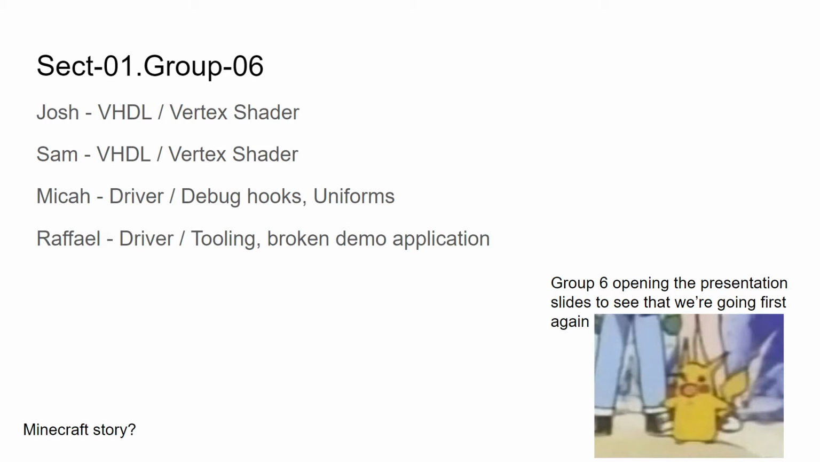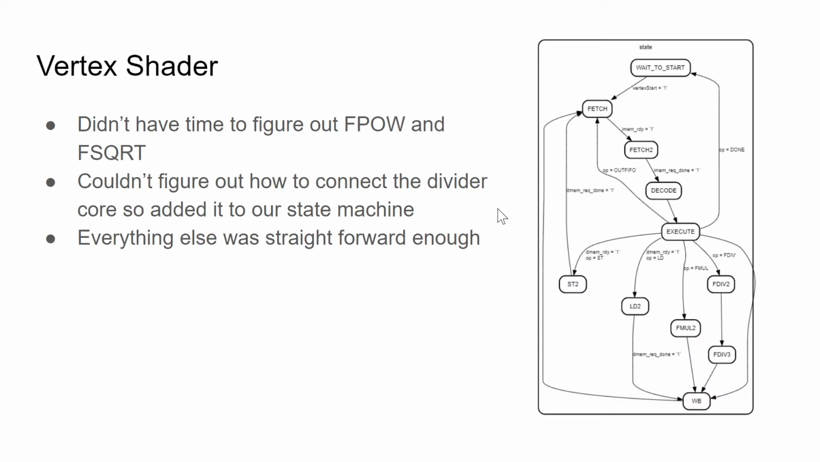So let's see here. So this is the breakdown of work. Let's see here, group six over there. Oh yeah, we did a lot of this last night. So I guess next slide. So, the vertex shader. So here's our state diagram.